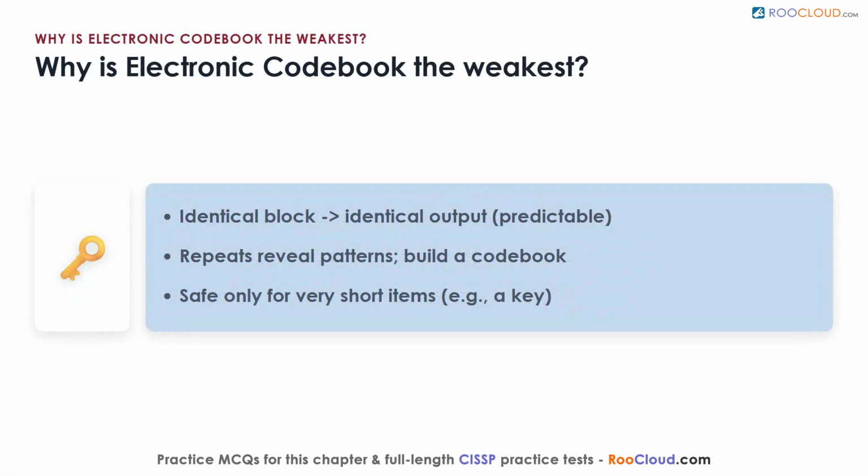Why is the simplest mode also the weakest? Because Electronic Codebook mode encrypts every identical block into the exact same output. That predictability is its downfall. An eavesdropper who sees repeated ciphertext knows the underlying plaintext repeated too, and can slowly assemble a codebook of patterns. So this mode is safe only for very short items, like encrypting a single key. Picture a printer that stamps the same word with the identical stamp every time. Anyone watching quickly learns to read your output.